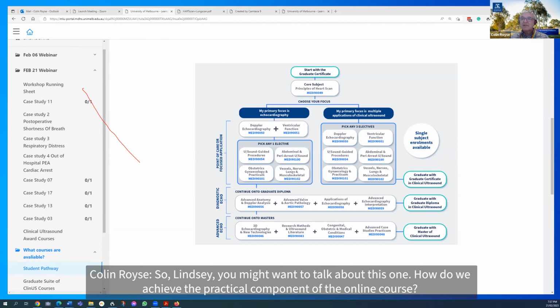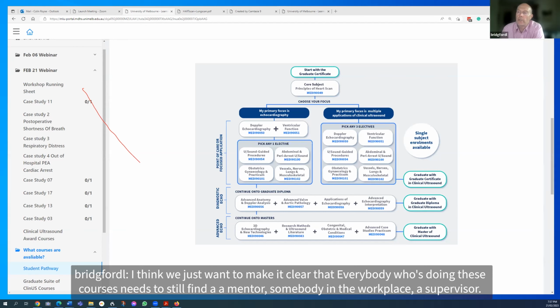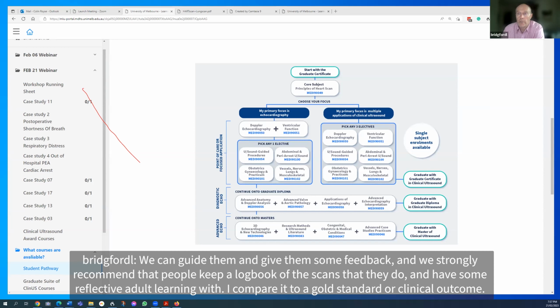So, Lindsay, you might want to talk about this one. How do we achieve the practical component of the online course? I think we just want to make it clear that everybody who's doing these courses still needs to find a mentor, somebody in their workplace, a supervisor who can guide them and give them some feedback.